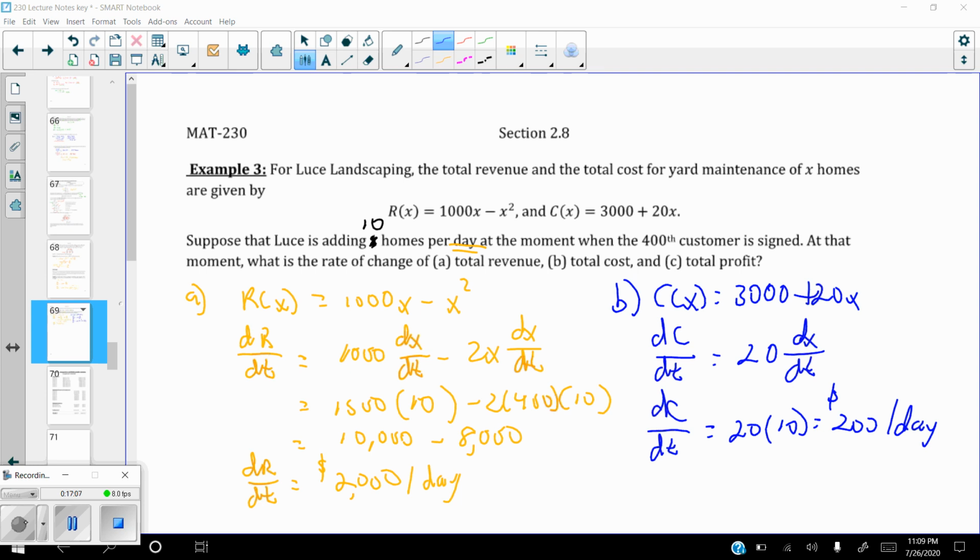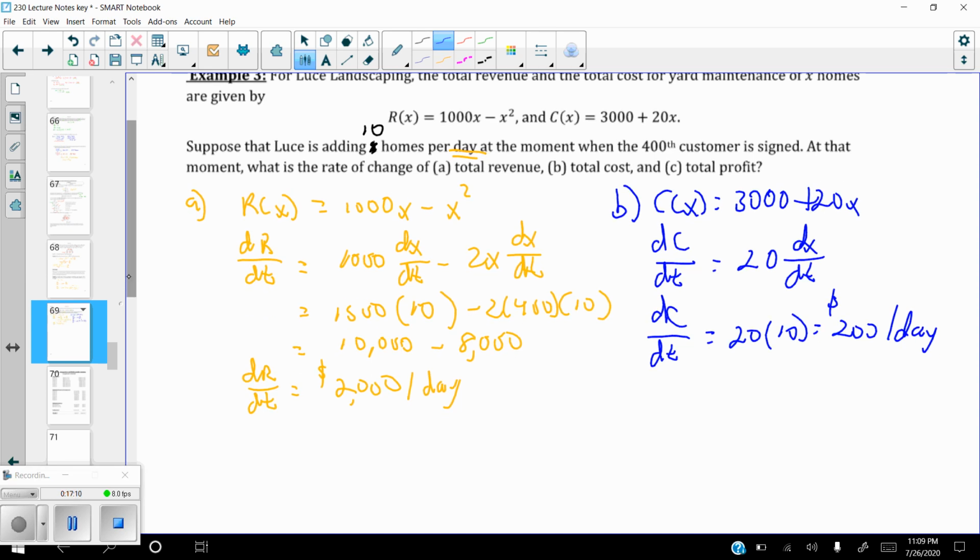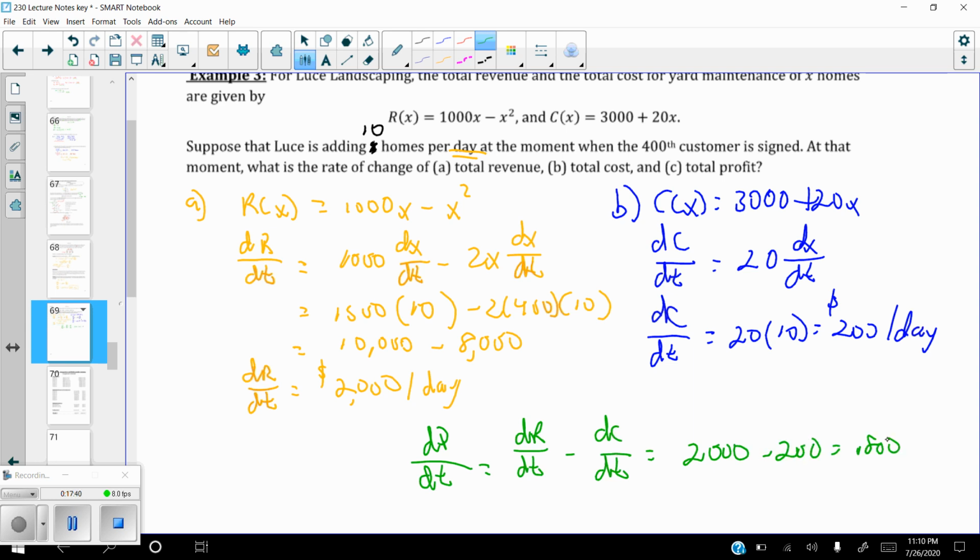And then for profit, we could go ahead and write the entire profit function out, but since we've already figured out what each one of these changes were at exactly the same time, we can just do that. The profit is going to change over time, and that would just be the revenue's change minus the cost change. And we've already figured both of those out. So we're going to get 2,000 minus 200, which is $1,800 per day. And that's it.